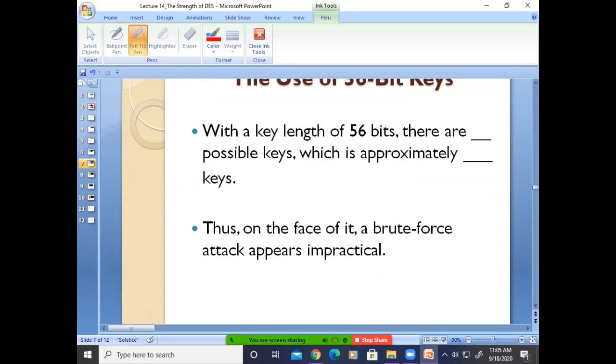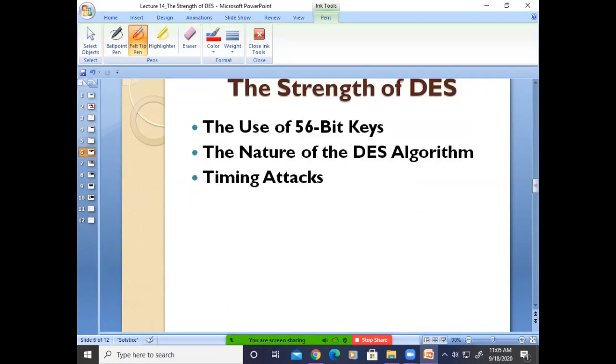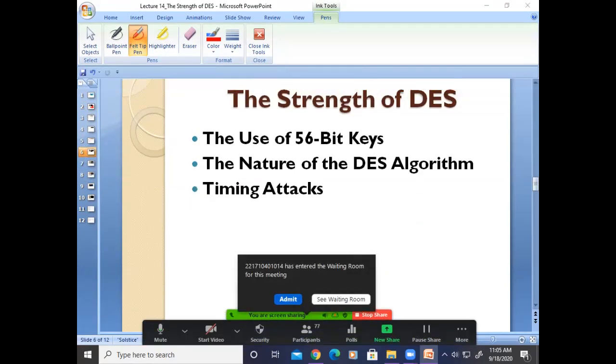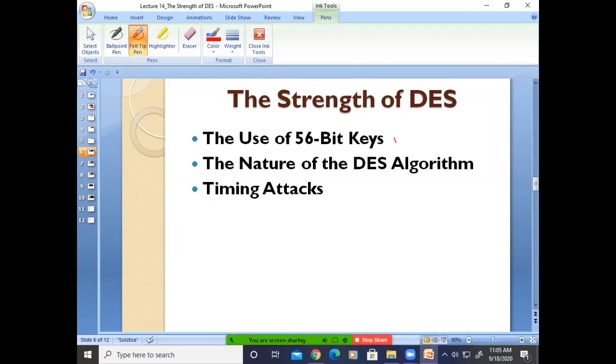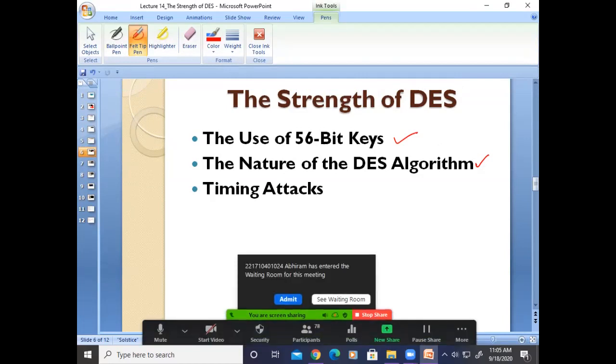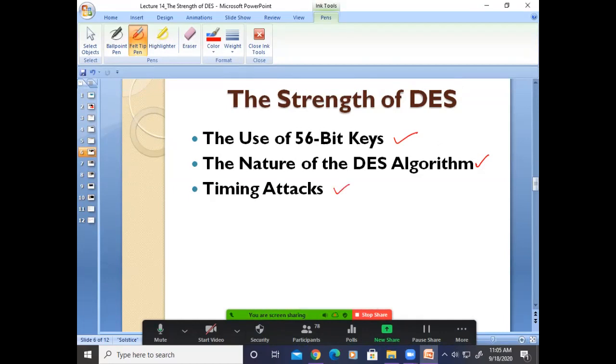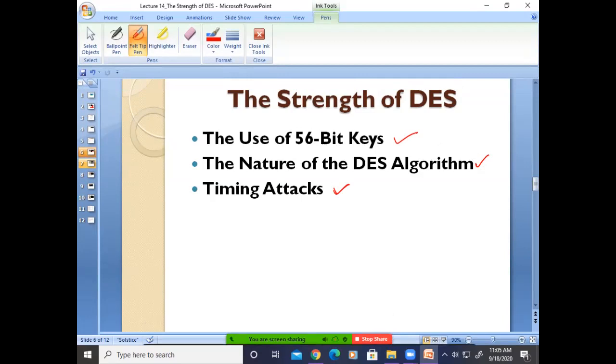So the strength of the DES is, one, the use of a 56-bit key. We have used K1 to K16 for each round in the DES, correct? Then one more strength of the DES is the nature of the algorithm, that is the architecture, because the S boxes are classified. So that also we can say is a strength, and timing attacks. One by one we will see.